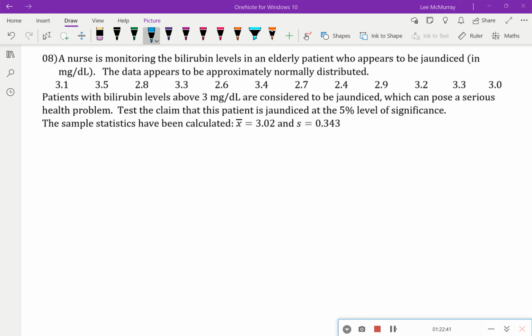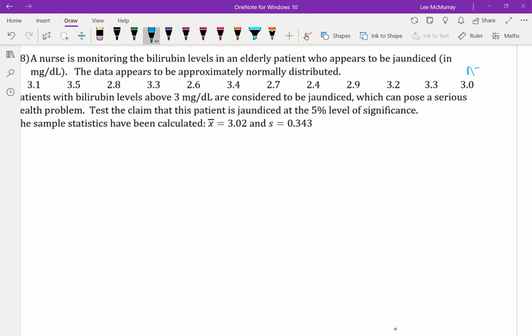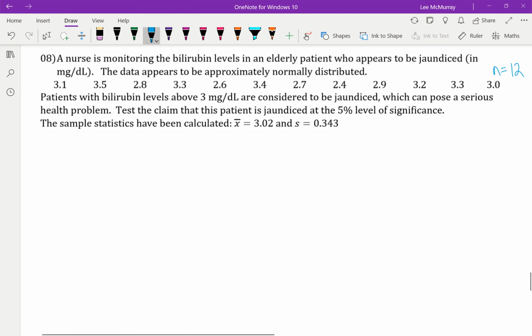So we can say 1, 2, 3, 4, 5, 6, 7, 8, 9, 10, 11, 12. So n is equal to 12. We're going to have 12 samples, so we'll keep that in the back of our minds. Patients with levels above 3 milligrams per deciliter are considered to be jaundiced, which can pose a serious health problem. Test the claim that this patient is jaundiced at the 5% level of significance. The sample statistics have already been provided for you: x bar is 3.02, and the standard deviation is 0.343.